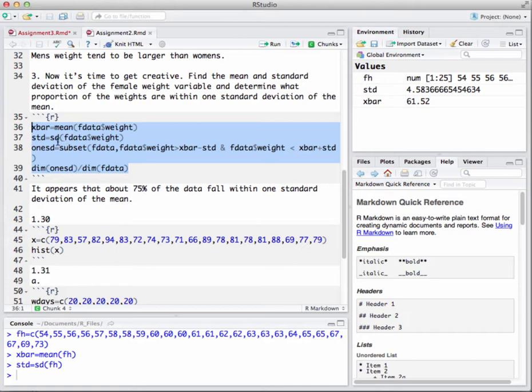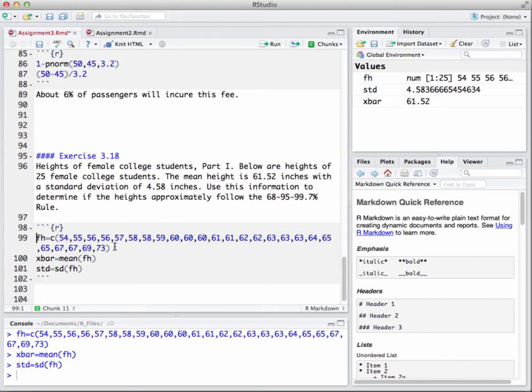Okay, so we're going to copy, and we're going to come back in here to assignment 3, and we're going to come down here. Let's go ahead and get rid of what I did a minute ago, and we're going to paste that in.